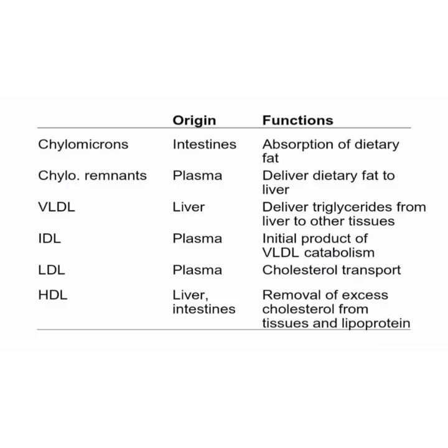Their origin and functions. Chylomicrons: their origin is the intestine, and their function is absorption of dietary fat. Chylomicron remnants: their origin is plasma, and their function is to deliver dietary fat to the liver. VLDL: its origin is the liver, and its function is to deliver triglycerides from the liver to other tissues. IDL: its origin is plasma, and its function is as the initial product of VLDL catabolism.